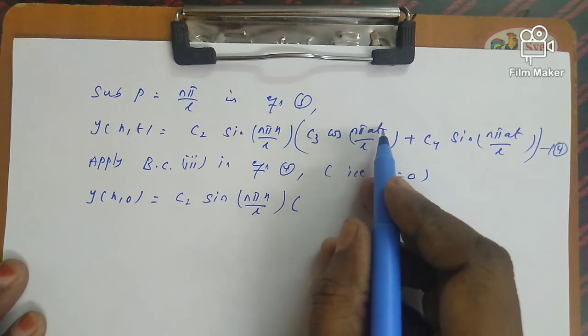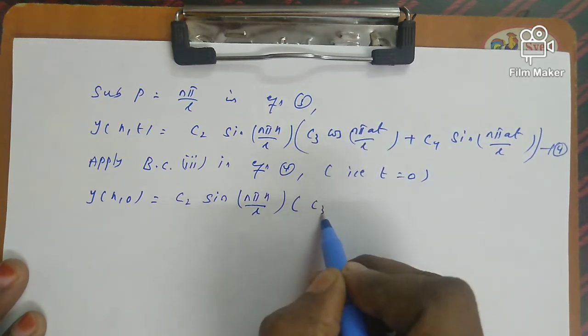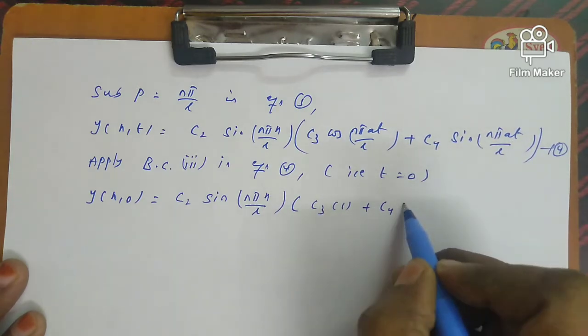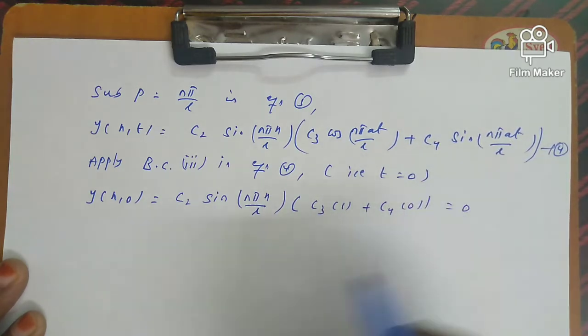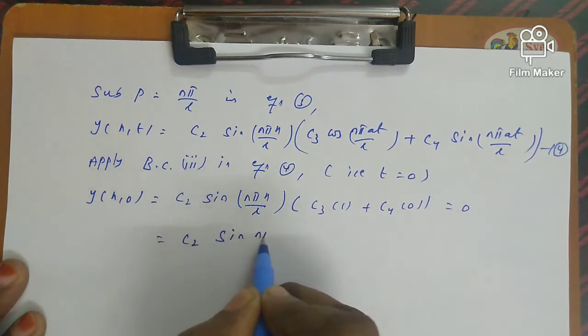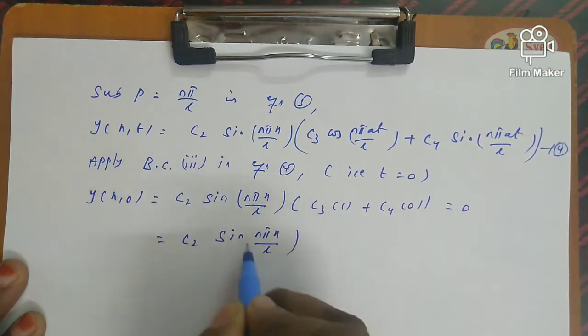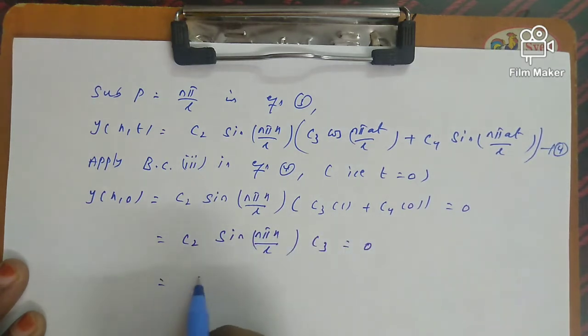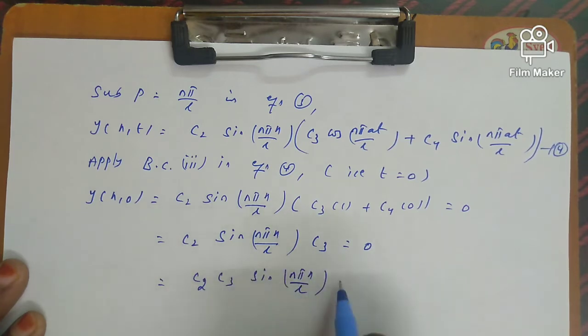So here t equal to 0, cos 0 value 1. So C3 into 1 plus C4 into sin 0. Sin 0 is 0, which is equal to 0. That means we can get C2 sin n pi x by L into C3 equal to 0. So two constants are there, that is C2 C3 sin n pi x by L equal to 0.